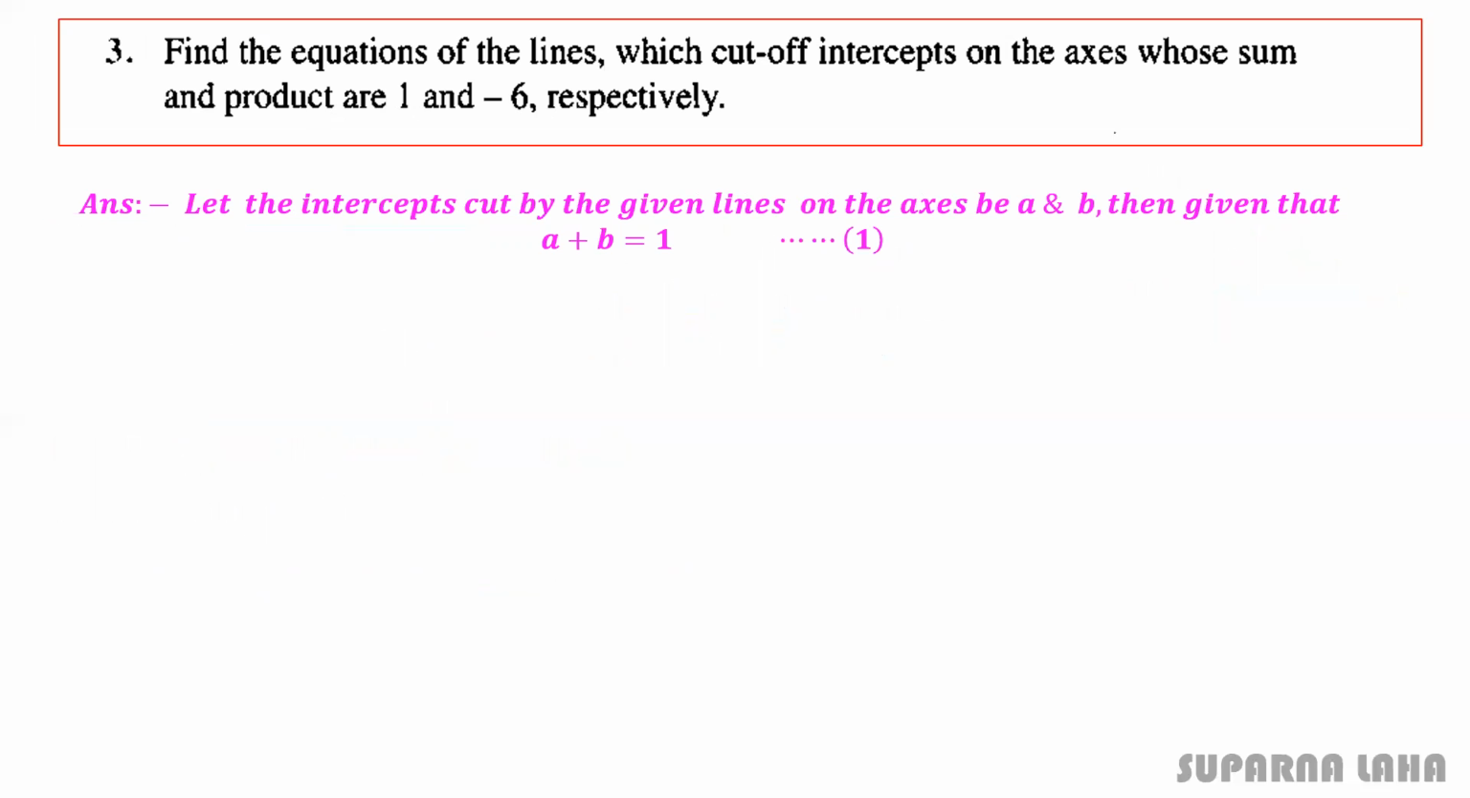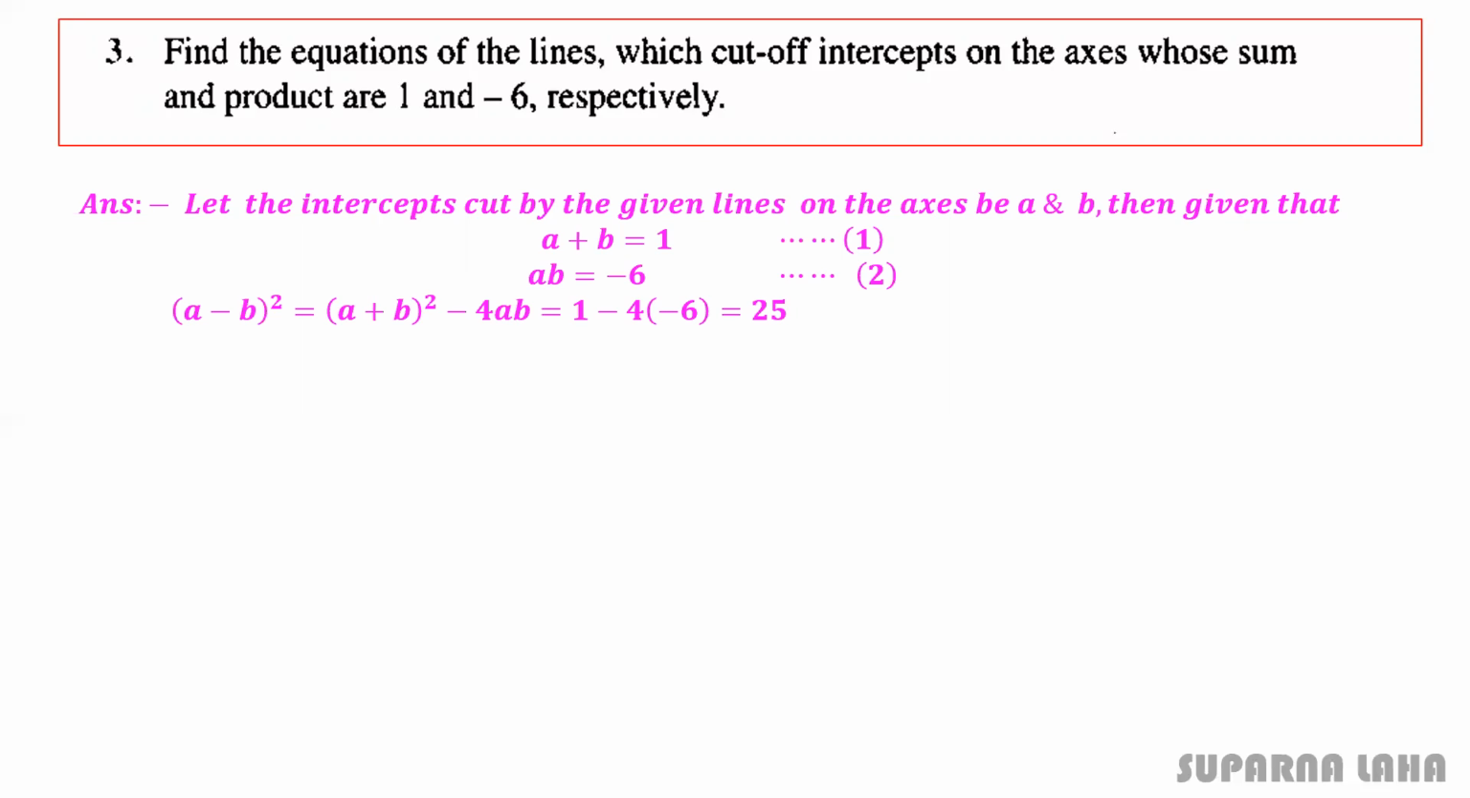So the condition is given that the intercepts on the axes, whose sum, that means the intercepts are a and b, then a plus b should be 1 and a into b should be minus 6. So these two conditions are given. You need to find the values of a and b, since you need to find the equation of the line. Now a plus b is given, ab is given. It's very easy to find the values of a and b, and you all know how to find them.